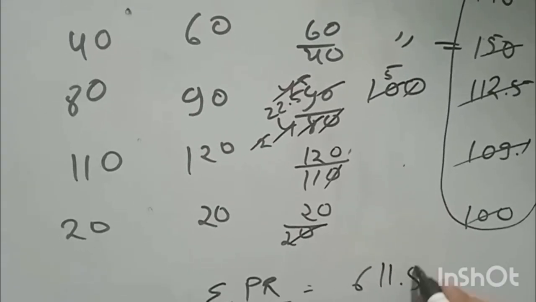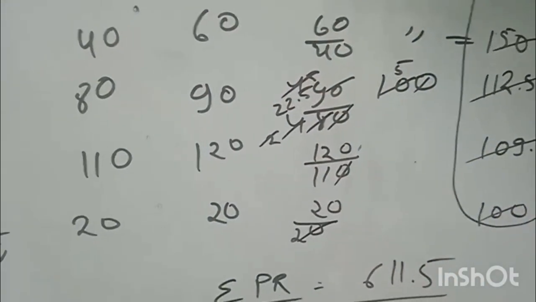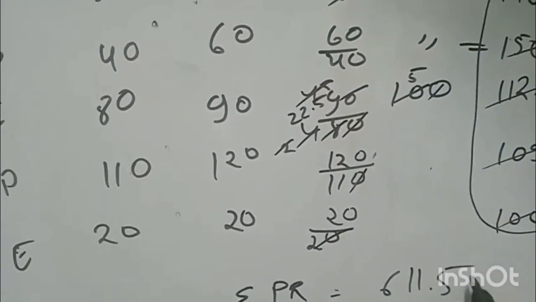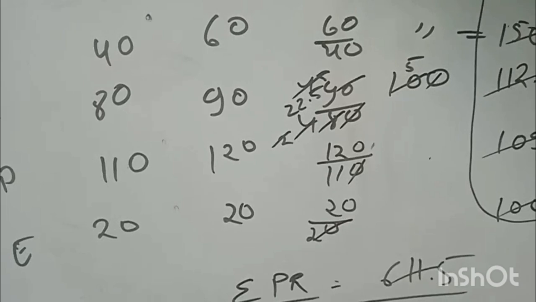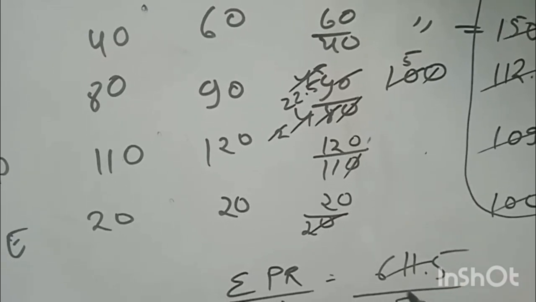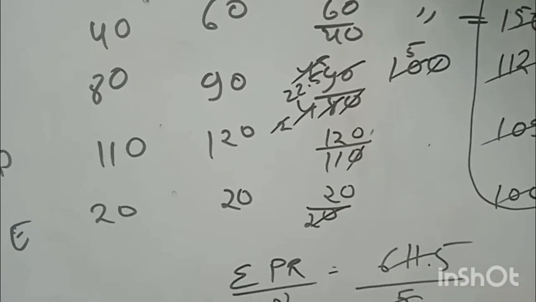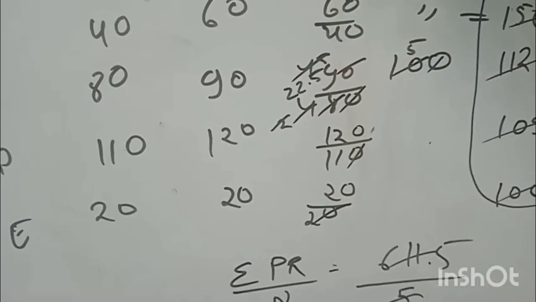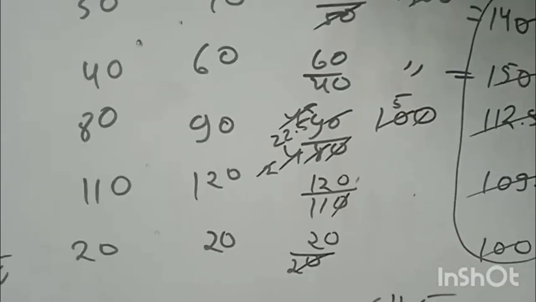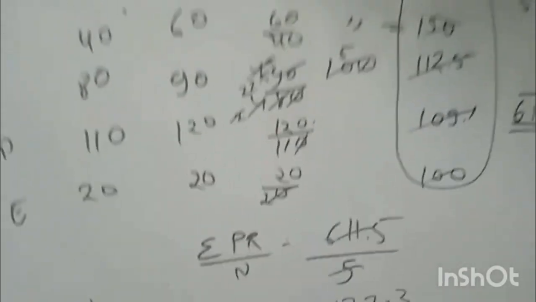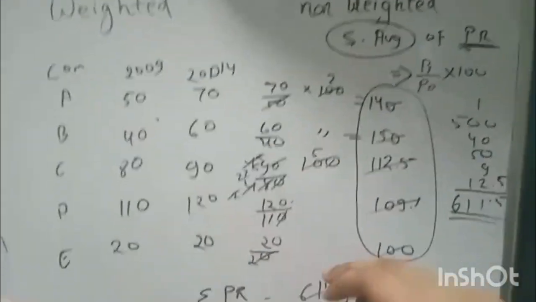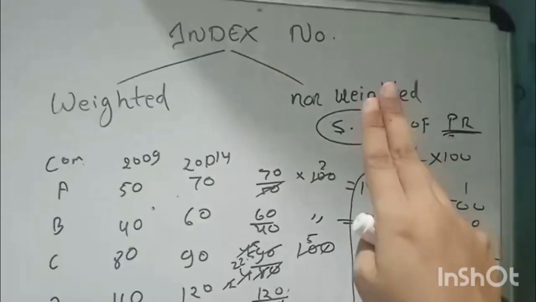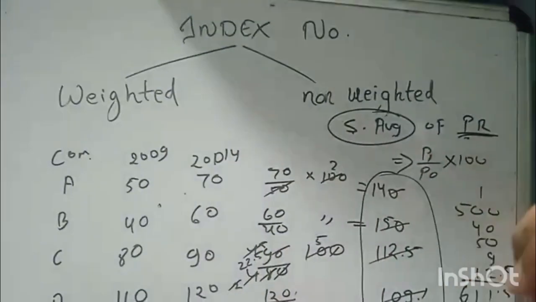611.5 divided by 5, right? There are 5 commodities. Now just multiply and divide it. It will be around 123.3, 122.3. Okay, so these were all the two formulas that were required for non-weighted. Now we will see the weighted index numbers.